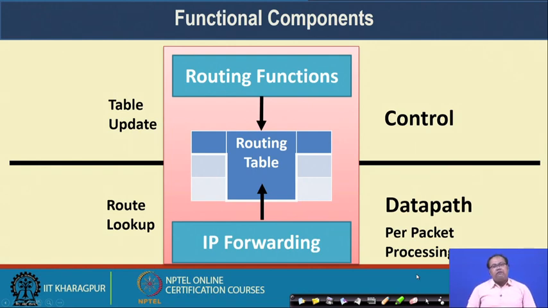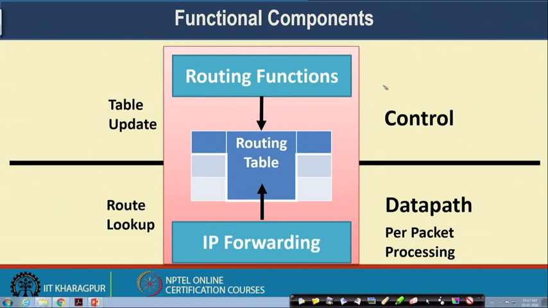Now, let us look into the functional components of a router from the perspective of the control and the data path. You have the routing function, and in the data path you have the IP forwarding as we have mentioned, and in between you have the routing table. So, these routing functionalities apply the routing protocol, different kinds of routing protocol based on your configuration.